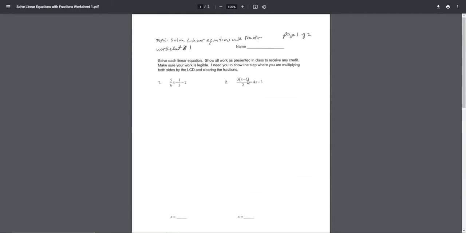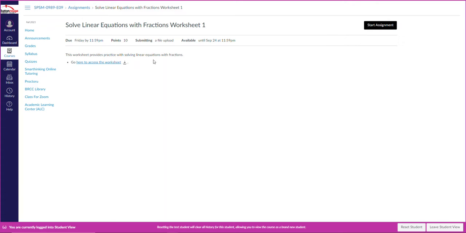So there are four problems here. Make sure you follow directions. I don't want to take away points from you just because you didn't follow directions. So you have to follow directions if you want all your points. Okay, so I'm going to go back to the worksheet, and use the back arrow to get out of it.